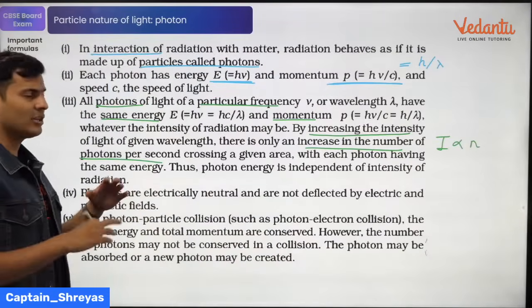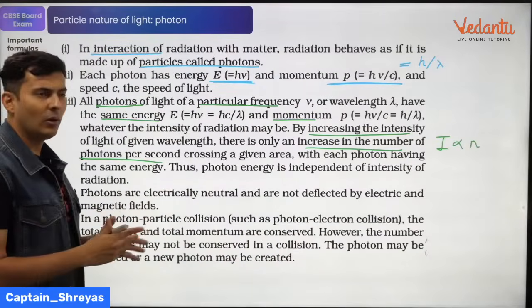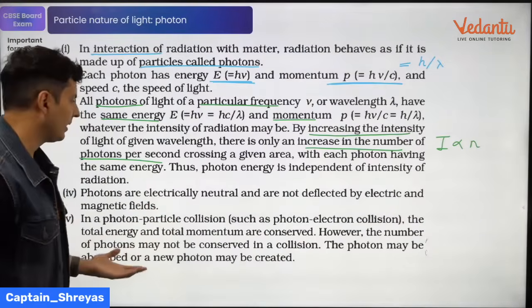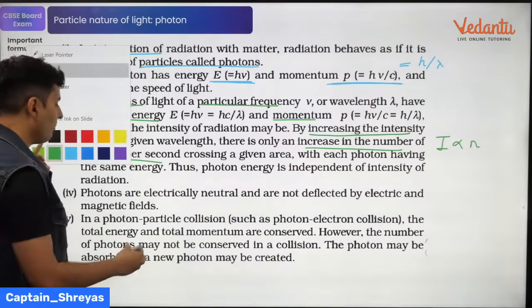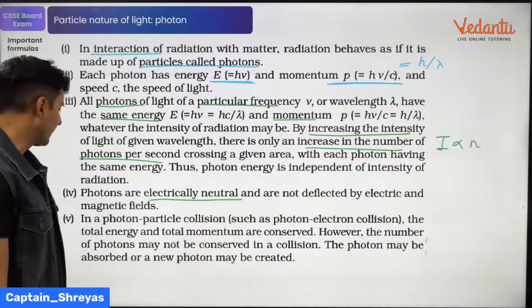Next one, photons are neutral. Obviously, there is no charge. They will obviously not get affected by electric or magnetic fields. So that is another important point mentioned over here.